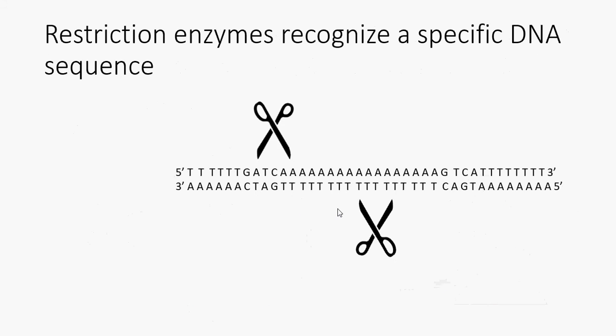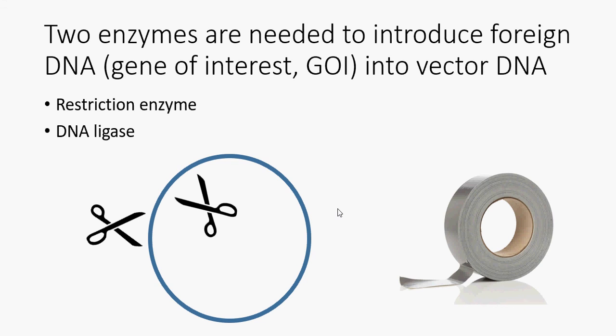Okay. So two enzymes are needed to introduce foreign DNA, which would mean a gene of some particular interest, or GOI, into vector DNA. The vector DNA will then carry this interesting gene that we're going to research for whatever reason. These two enzymes are restriction enzymes and DNA ligase. So we already talked about DNA ligase. DNA ligase is like the tape that fixes the covalent bonds in the DNA backbone. We saw that during DNA replication. Restriction enzymes are like scissors. So these cut the DNA. They cut the covalent backbone bonds, and then this ligase can come in and fix those breaks.